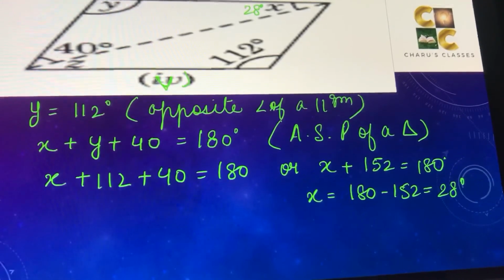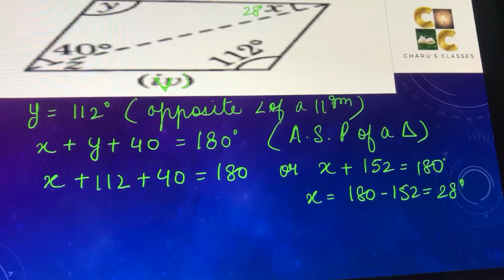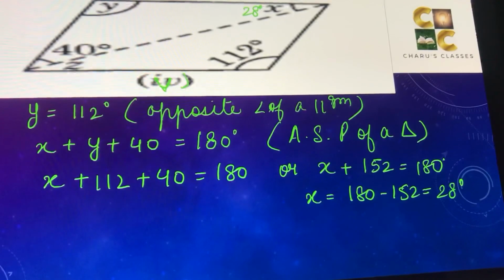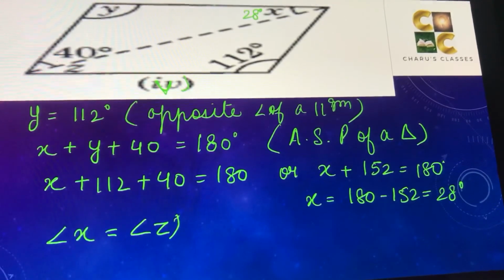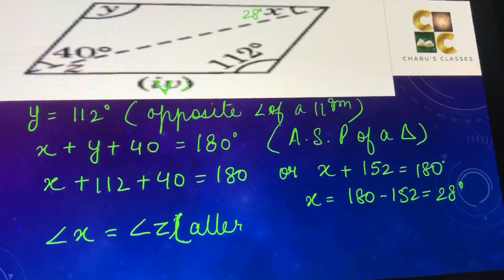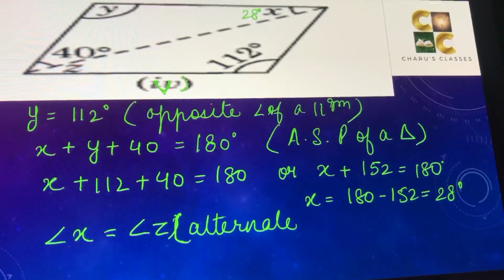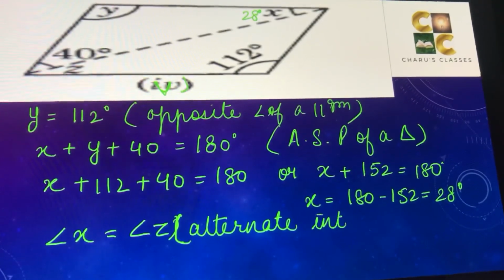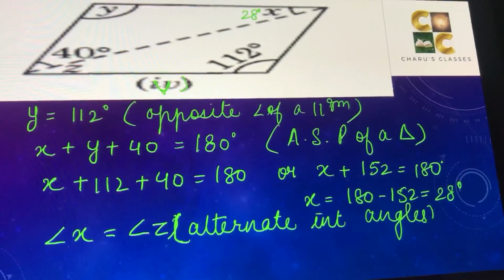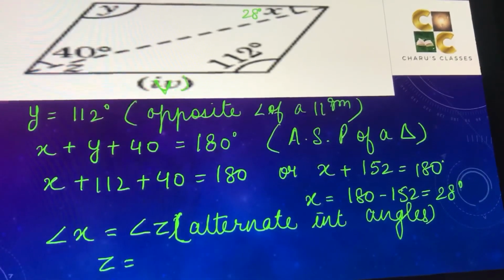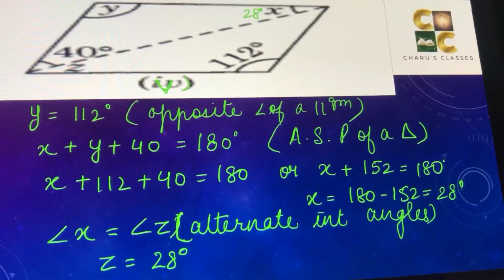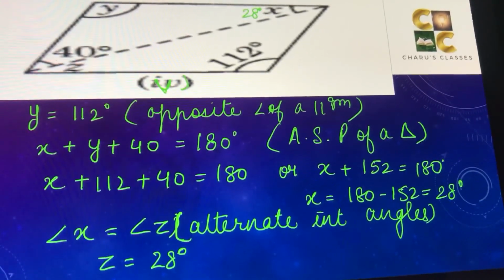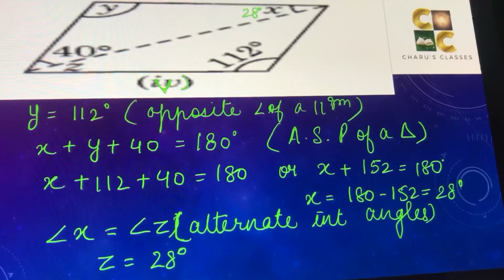If we look at the line which is cutting the two parallel sides, the transversal, angle x will be equal to angle z. Reason, because they are alternate interior angles. That gives us the value of z is equal to 28 degrees. So here x and z both are 28 degrees and y is 112 degrees.